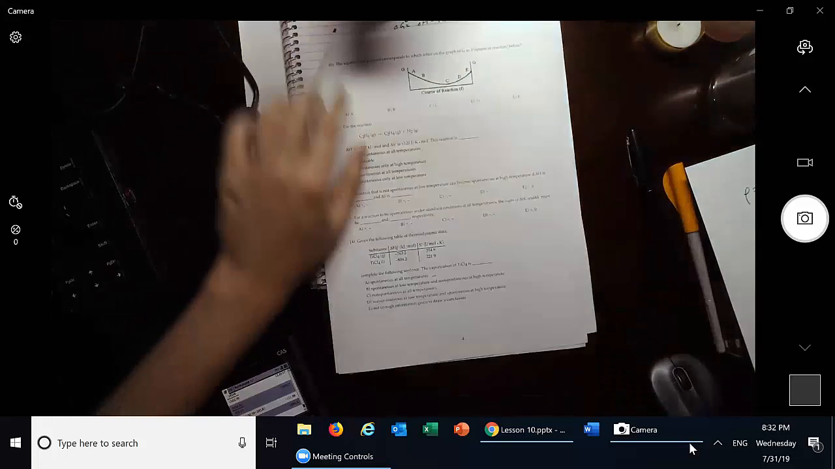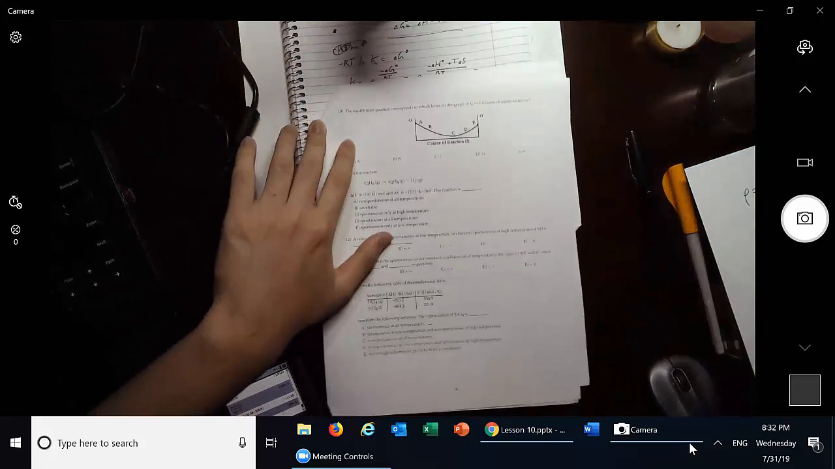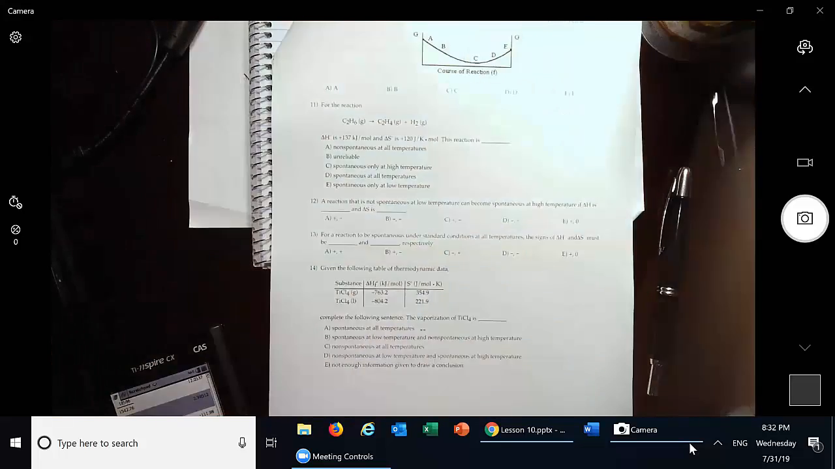So what about this one? I just showed you a similar diagram. So number 10.